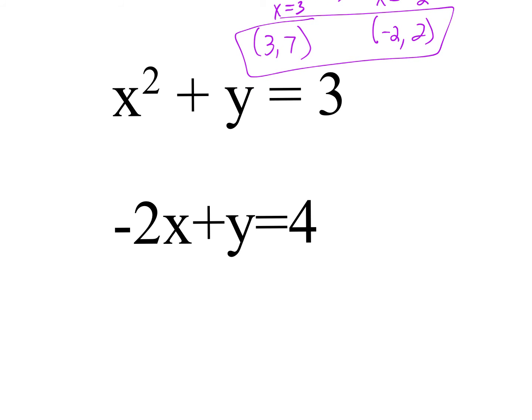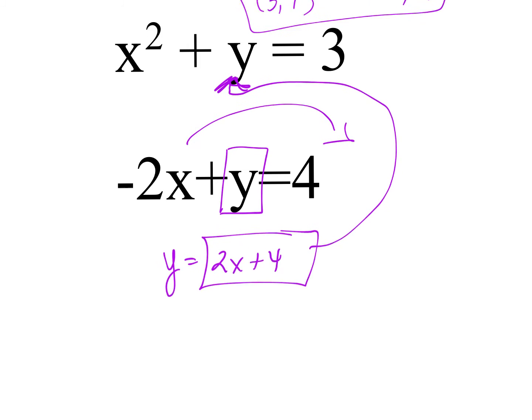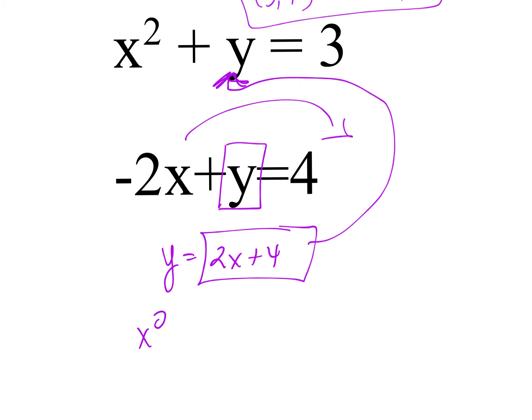All right, so if you look at this one, guys, same thing. I have a nonlinear equation and a linear one. So the easiest thing to do is just solve for a variable. Generally, it's the one that's positive and it's to the first power with no coefficients. So I'm going to solve for y. That means I'm going to move this 2x over. So y equals 2x plus 4. I'm going to take that value and plug it in right there where I see a y. So I have x squared plus, instead of y, 2x plus 4.